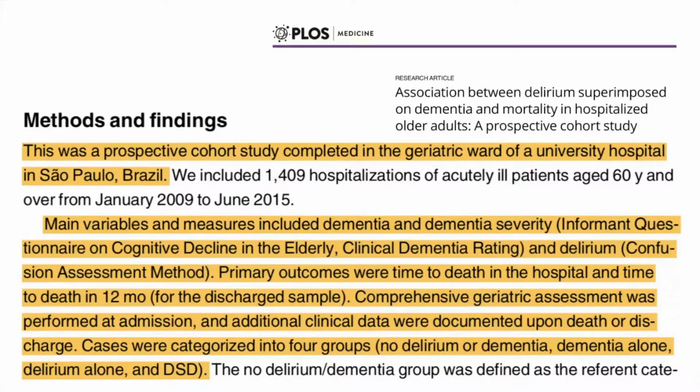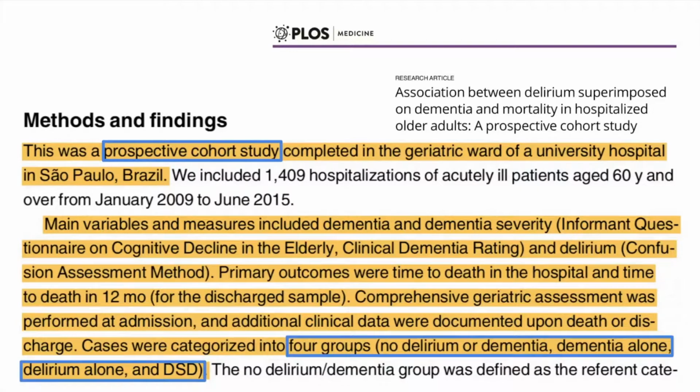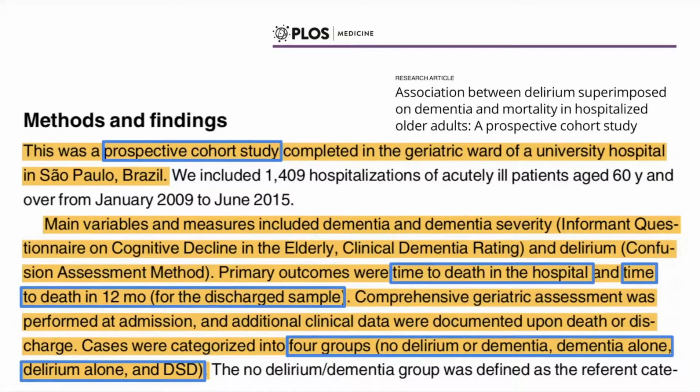Primary outcomes were time to death in the hospital and time to death in 12 months among those who were discharged from the hospital. Comprehensive geriatric assessment was performed at admission, and additional clinical data were documented upon death or discharge. And cases were categorized into 4 groups: no delirium or dementia, dementia alone, delirium alone, and DSD. So the key words here are prospective cohort study, that there were 4 groups, time to death in the hospital, and time to death in 12 months for the discharge sample.